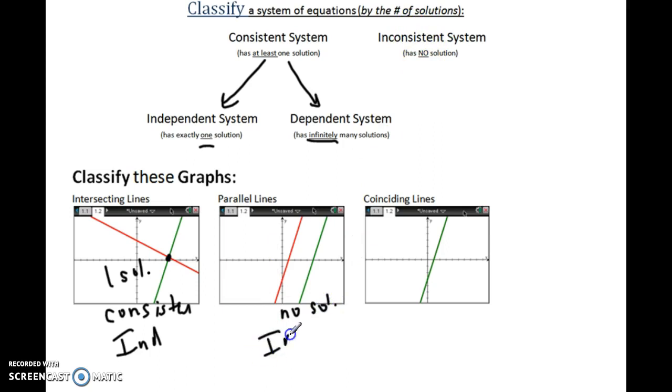inconsistent. And then coinciding lines, what that means is there's a line on top of another line. How many solutions would that have? Well, this would be a solution, this is a solution. There are so many solutions. There's an infinite number of solutions. So we say infinite solutions, which means this must be consistent and dependent. That's just the types of systems that you have.